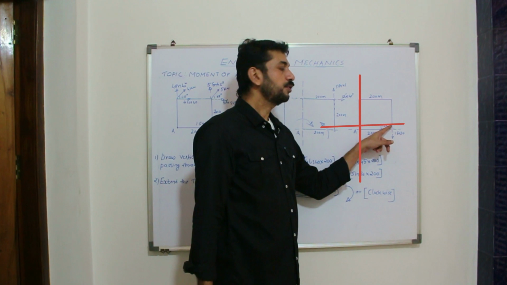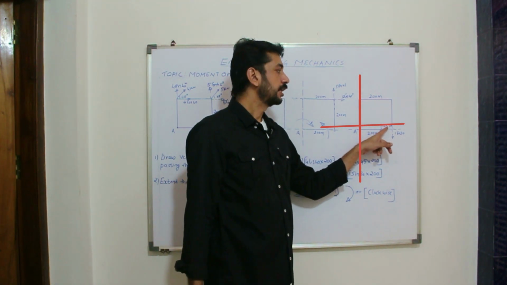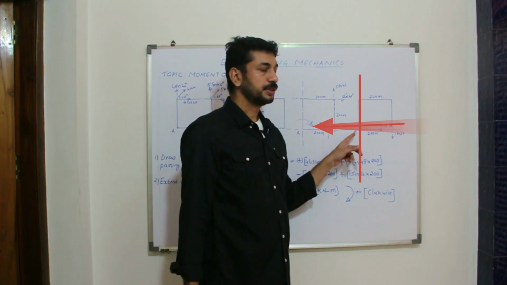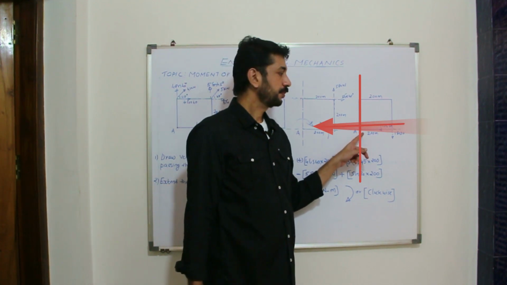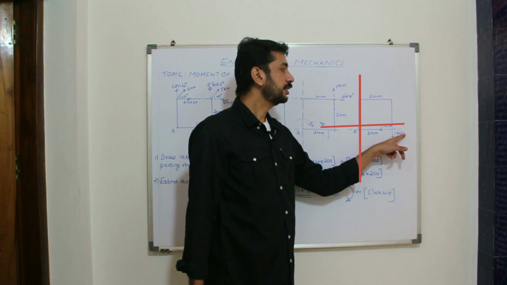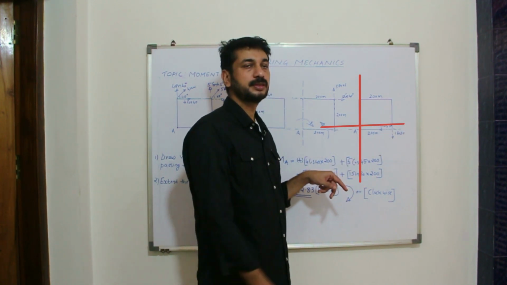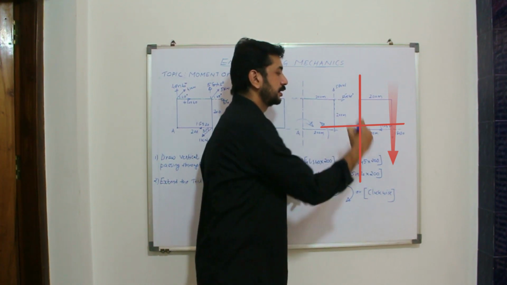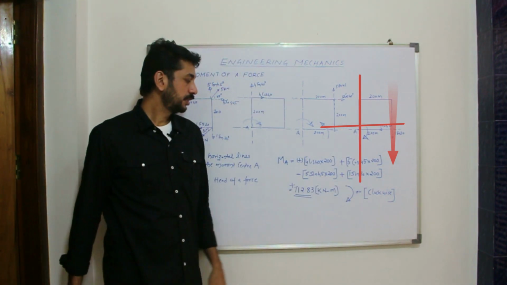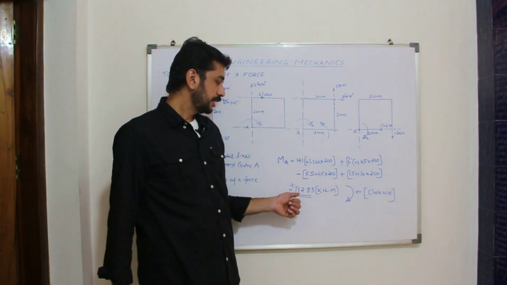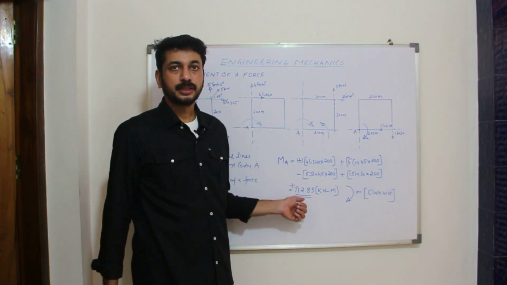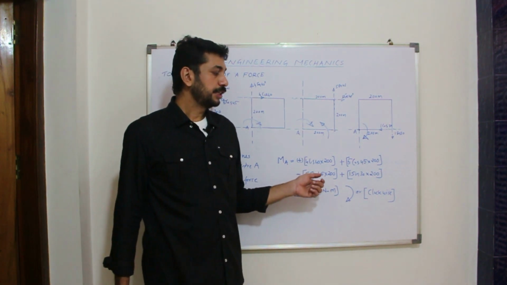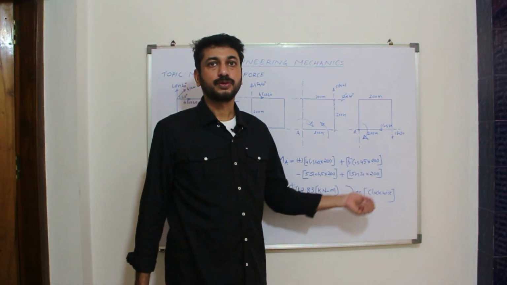In the case of 1 cos 30, the line of action of this force is passing through the moment center A, so the moment will be 0. In the case of 1 sin 30, which makes a clockwise moment of magnitude, and calculating, we get the value is positive, which means that the net moment is acting in the clockwise direction.